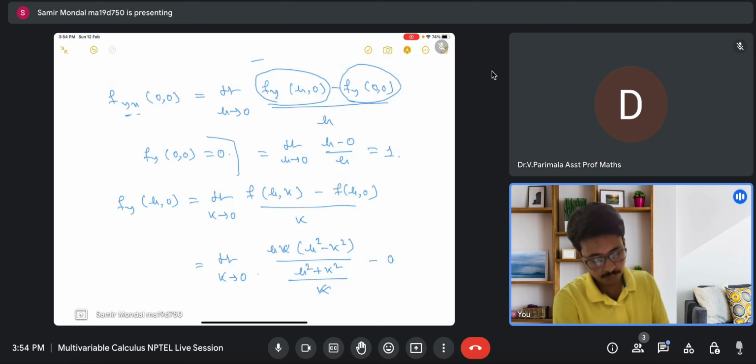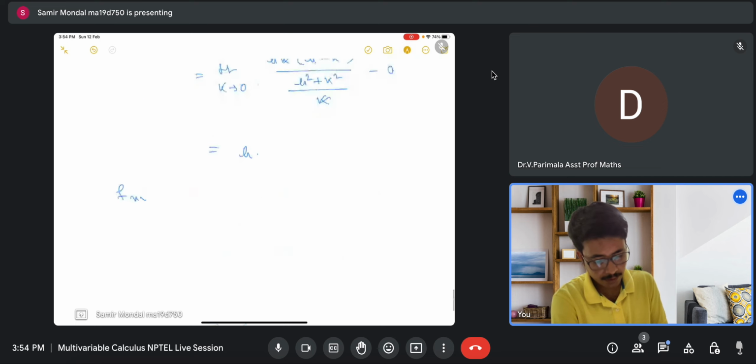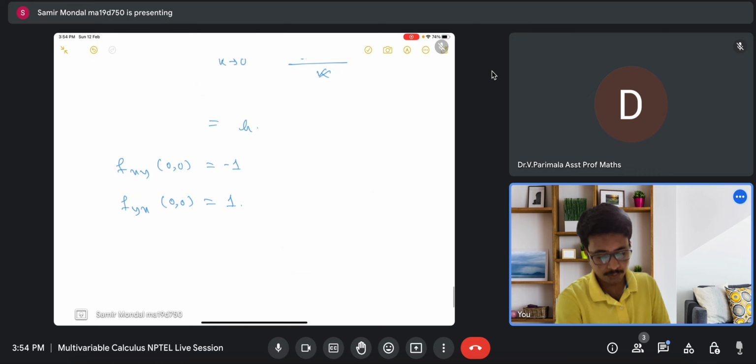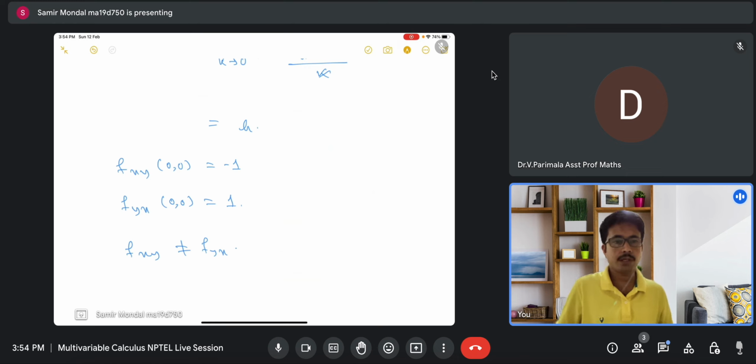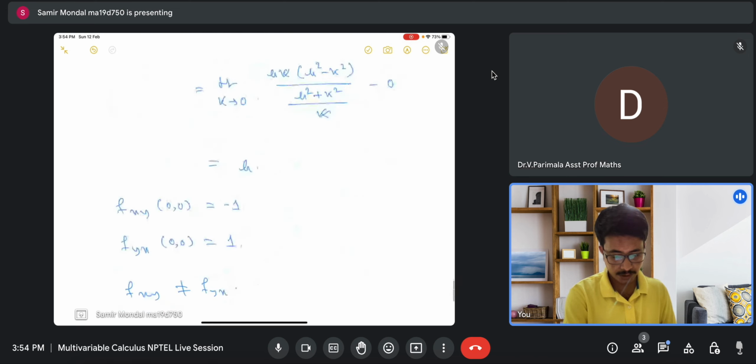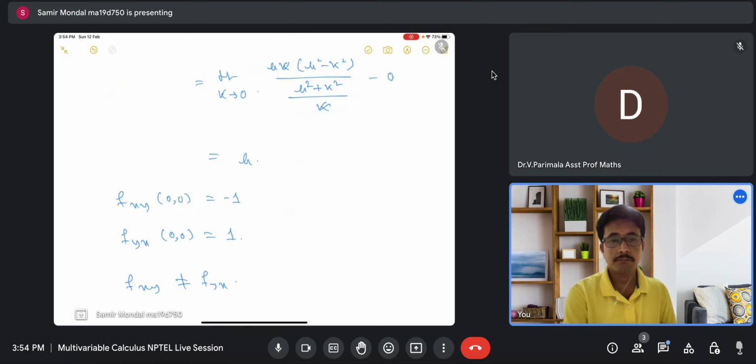So we are getting f_xy at the point (0,0) is −1, and f_yx at the point (0,0) is 1. So these two quantities are not the same. From here we can conclude that these two quantities are not the same. So what is the reason here? The reason is that these two quantities are not matching.